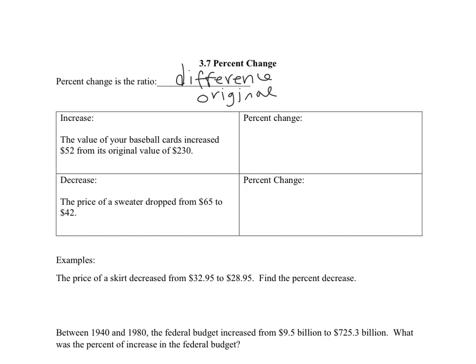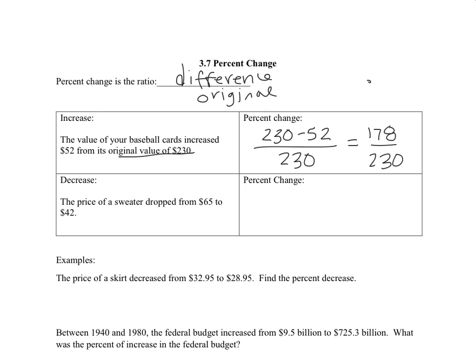To find the percent change, the value of your baseball cards increased 52 from its original 230. What I'm going to do is find the difference. So I'm going to do 230, I always take the greater number, minus 52, and I divide by the original 230. So I do 230 minus 52. You can use your calculator for this because we're doing percents here. Minus 52 is 178 divided by 230. So now you do 178 divided by 230 and you get 0.77.